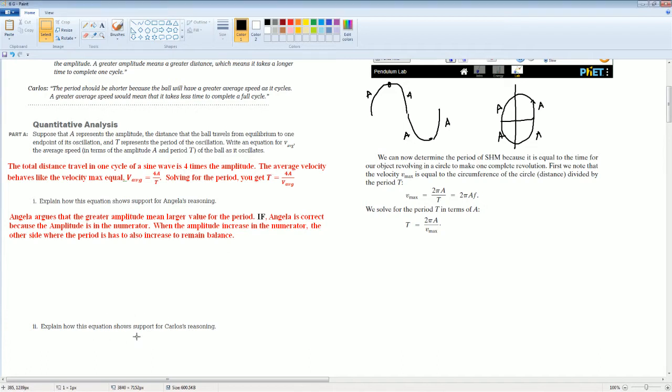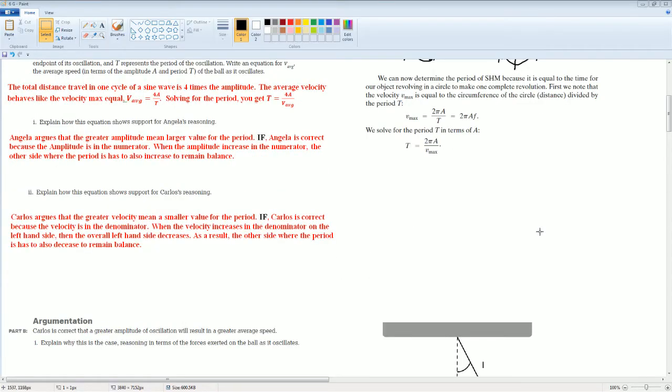Next, you're going to explain how the equation supports Carlos's reasoning. Carlos argues that the greater velocity means a smaller value for the period. If Carlos is correct, that is because the velocity is in the denominator. When the velocity increases on the right hand side, the overall left hand side, which is the period, also has to decrease. As a result, the period has to decrease to remain balanced.